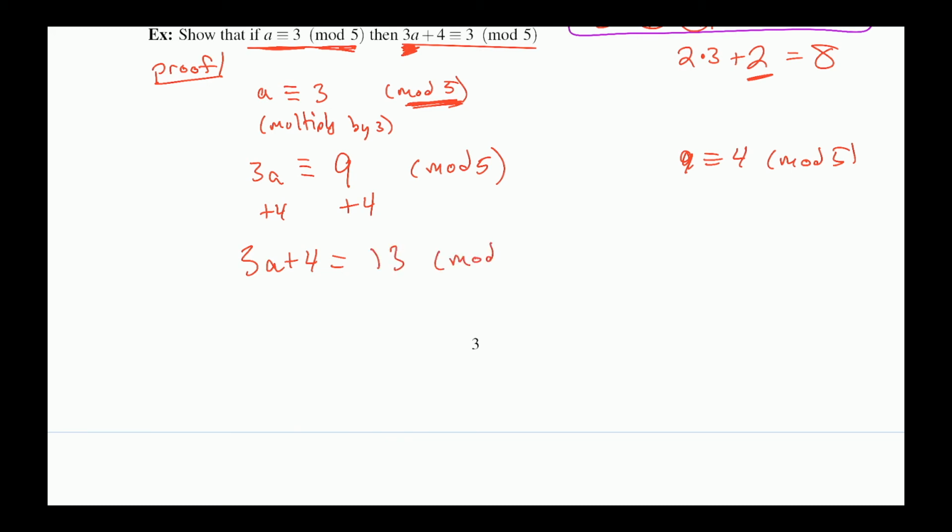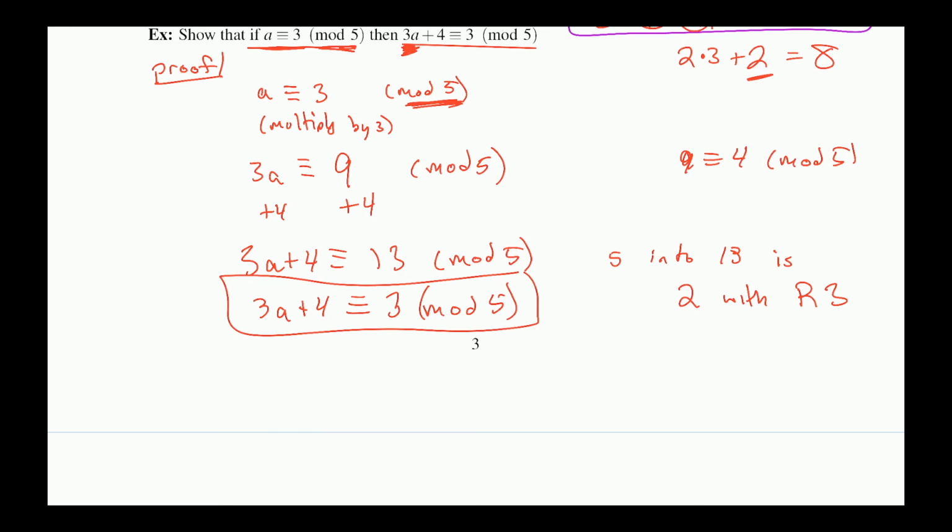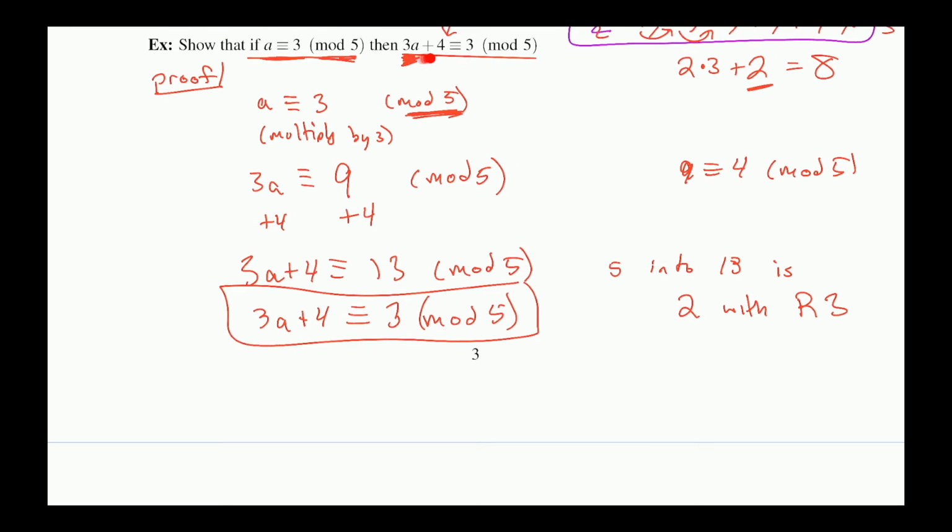13 mod 5. Now, at some point, you do actually want to figure out what 13 is mod 5. I could have done it at a previous step. I'm going to do it now. What's 13 mod 5? So 5 goes into 13 twice, with what's the remainder? Remainder 3. So 3a plus 4 is actually congruent to 3 mod 5. And that's what I was supposed to show.